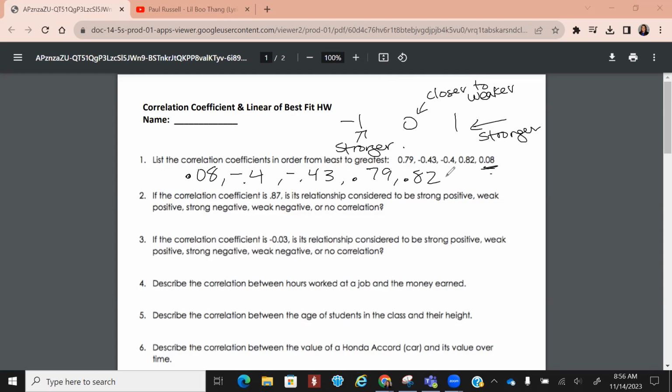If the correlation coefficient is 0.87, is this considered to be a strong positive, weak positive, strong negative? So this would be a positive number, and it's closer to 1. So this is going to be considered a strong positive. What if it's above 1? It's only going to go up to 1.